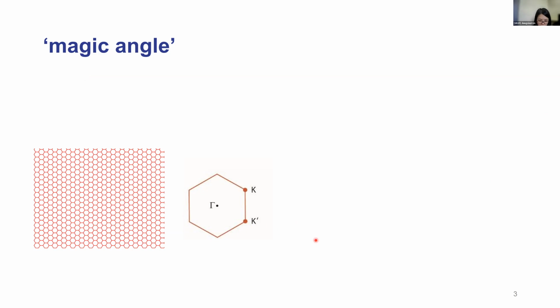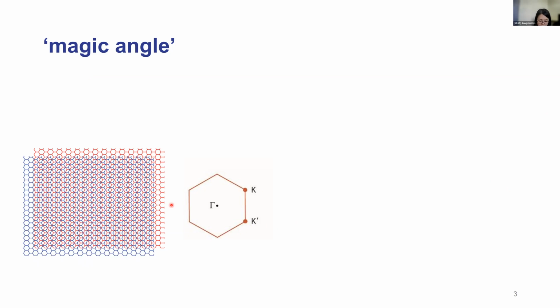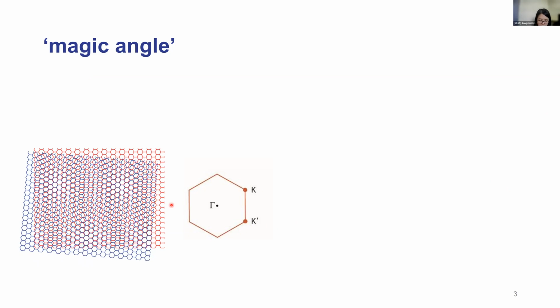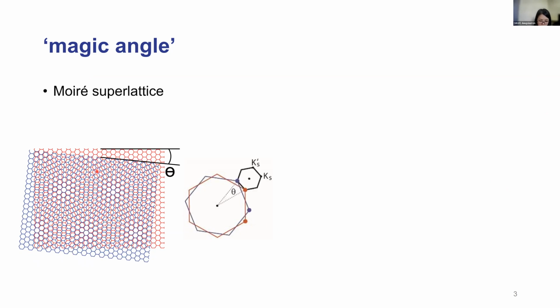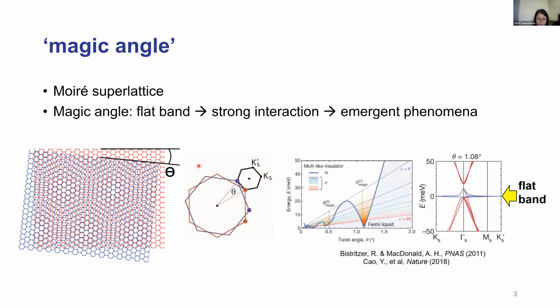And then this is a monolayer graphene. If you add a second layer of graphene to it and rotate it with a small twist angle, you will see this large long-range moire pattern, and this gives rise to a folded mini Brillouin zone here. And when this twist angle is at the value of the magic angle, the theory predicts that the electron band will become extremely flat, like in this case.